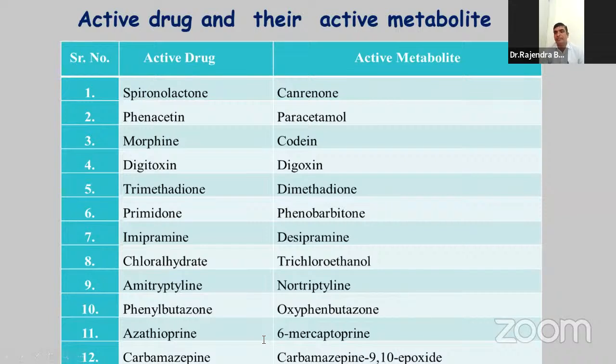Next is azathioprine. Azathioprine, you know, is an anti-metabolite, a purine antagonist, that is anti-cancer. Okay, so 6-mercaptopurine, right? 6-mercaptopurine, you know very well, 6-MP, 6-TG, these are the purine analogs, and as you know, these come under the class of anti-cancer drugs. Then carbamazepine 10,11-epoxide. Carbamazepine is an anticonvulsant, which is also called antiepileptic. Next, please.